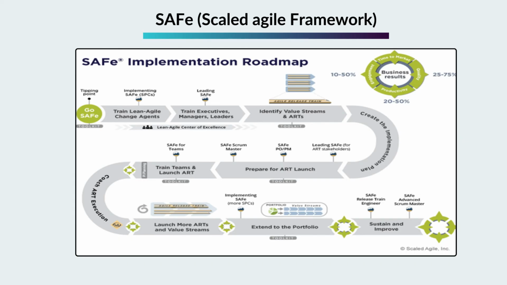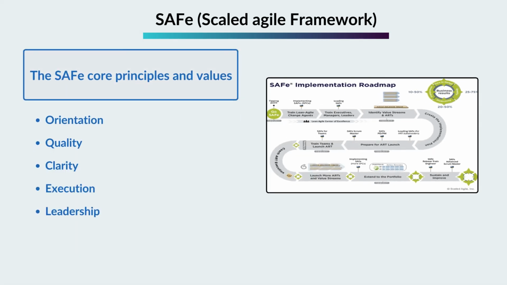The SAFe framework has 4 scaling levels: Essential SAFe, Large Solution SAFe, Portfolio SAFe, Full SAFe. SAFe combines incremental and iterative methods of working along with Lean and Kanban to create a robust process to sustain large and complex projects. The SAFe core principles and values. The core values of the SAFe framework explain the philosophy that the leadership team should follow.